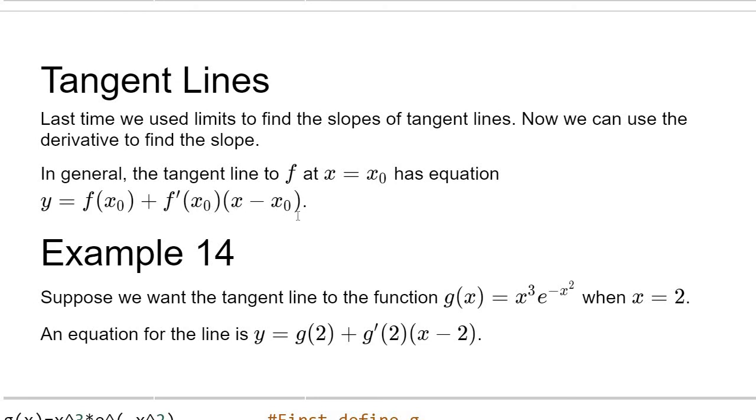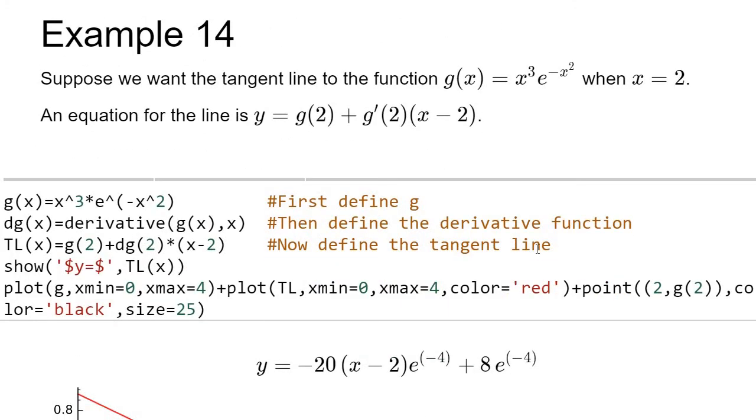This is just point-slope form of a line, except now the particular y value comes from the function. f of x sub 0 is your y value. f prime of x sub 0 is the slope. f prime, by definition, gives you the slope of f. So instead of having a limit here, we can just have f prime. That's the slope.